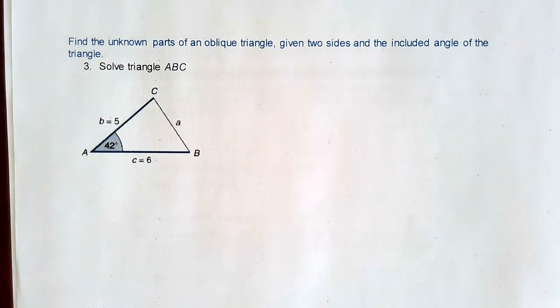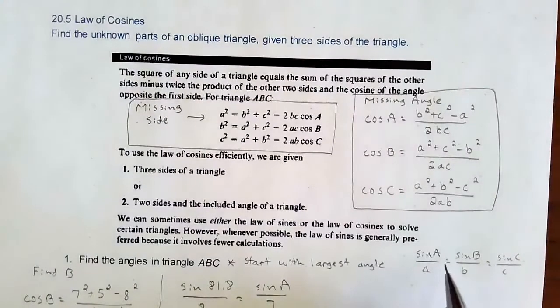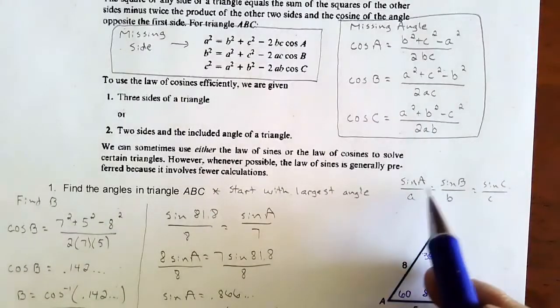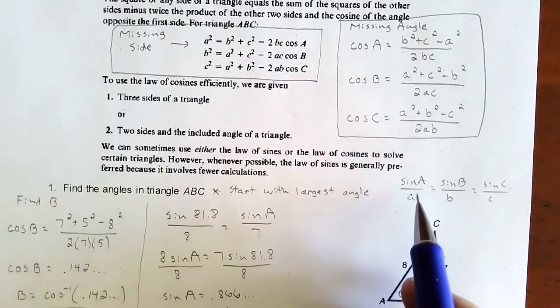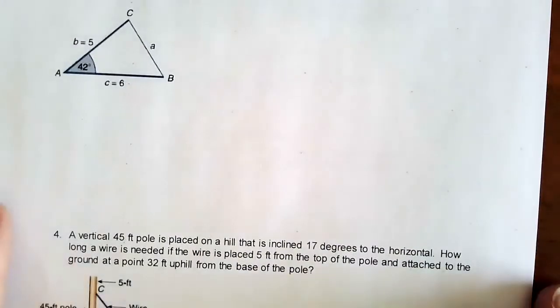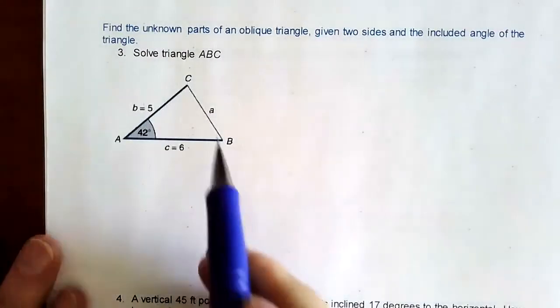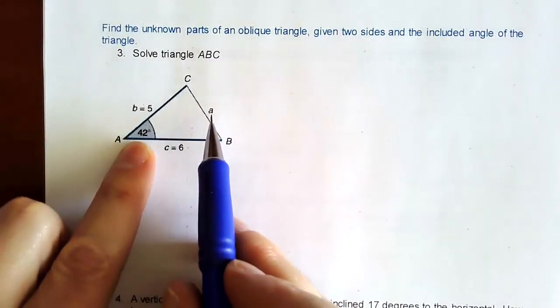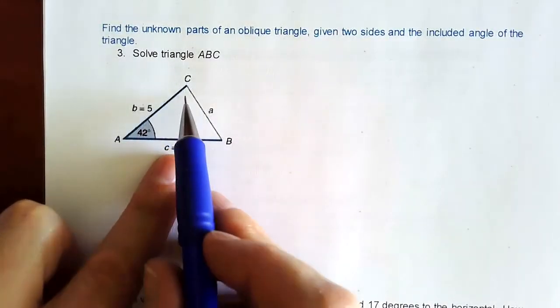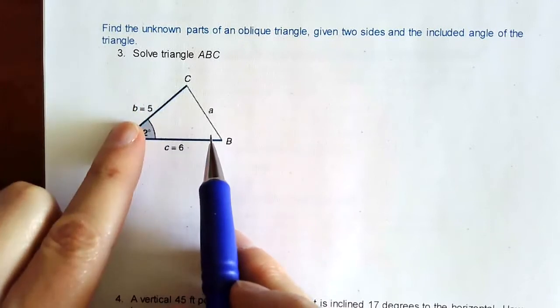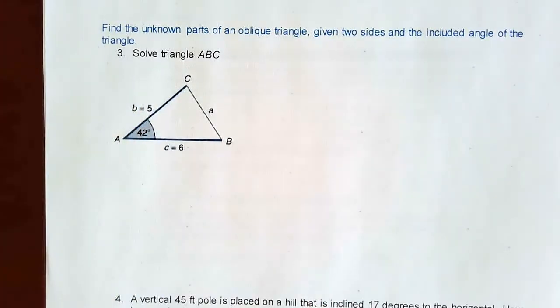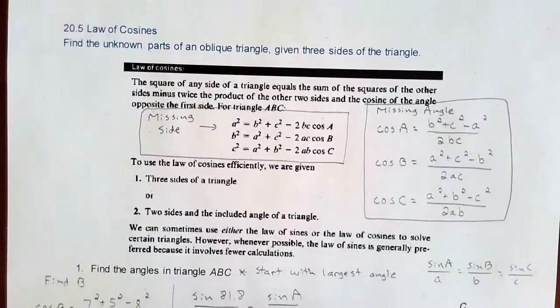But in order to use law of sines, which is a proportion, I need one full fraction, which means I need an angle and a side across from that angle. So if I look at my picture here, I don't have an angle and a side across from it. I have a side, but I don't have the angle. So I can't do law of sines, which means I have to do law of cosines, which are these.